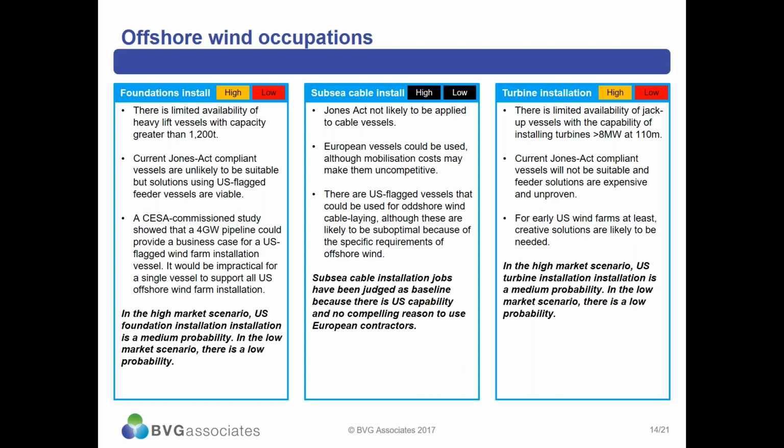One area which hopefully is less so is subsea cable installation. Although there's not a huge amount of subsea cable installation going on in the US, there are obviously a lot of telecoms cable installation vessels around, and we suspect there are plenty of vessels which could be modified fairly easily. So I think with subsea cable installation, it's much more likely we'll see local vessels being used for that.